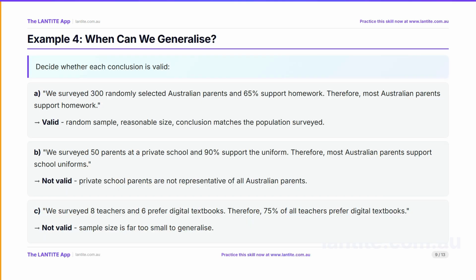Let's practice deciding when results can be generalized. Scenario A, 300 randomly selected Australian parents, 65% support homework. This is valid. The sample is random, reasonably large, and the conclusion matches the population. Scenario B, 50 private school parents, 90% support uniforms. This cannot be generalized to all Australian parents because private school parents are not representative of everyone. Scenario C, 8 teachers, 75% prefer digital textbooks. The sample is far too small. On the LANTITE, check 3 things. Is the sample large enough? Is it representative? And does the conclusion match the population that was actually surveyed?